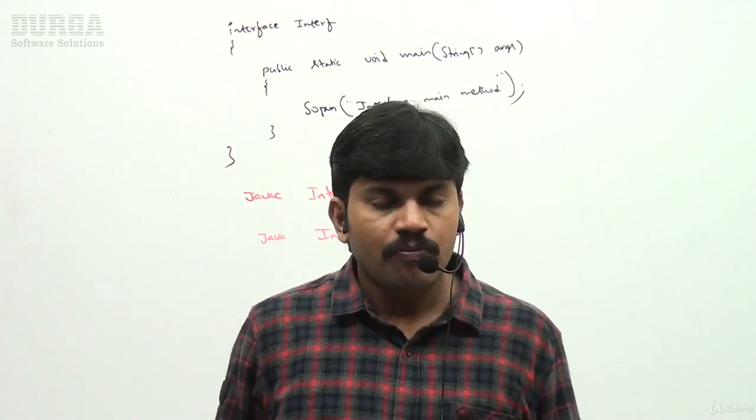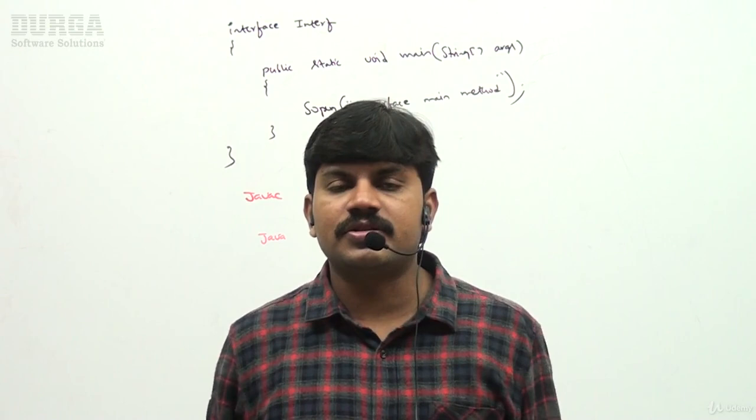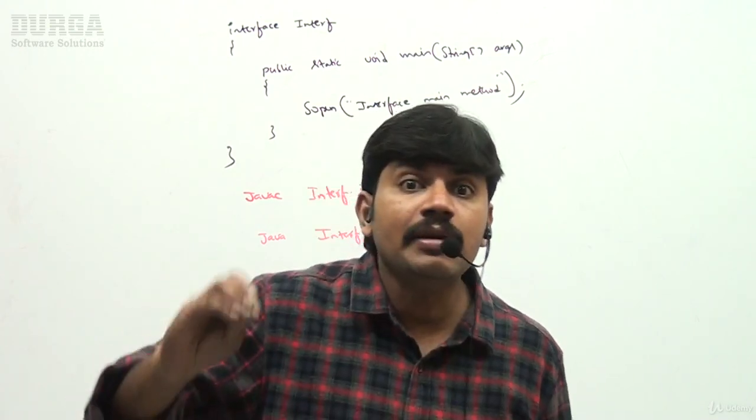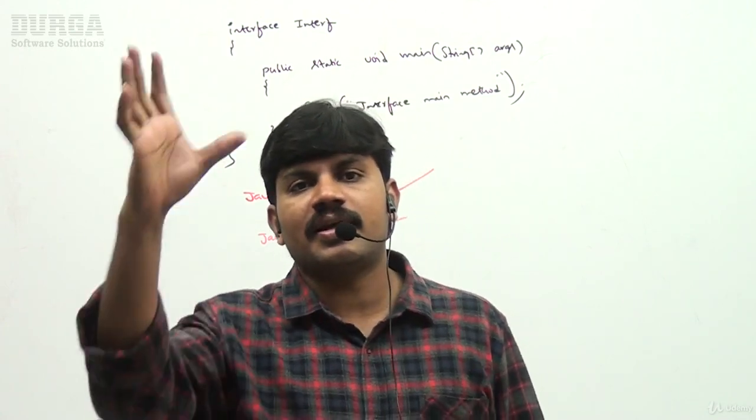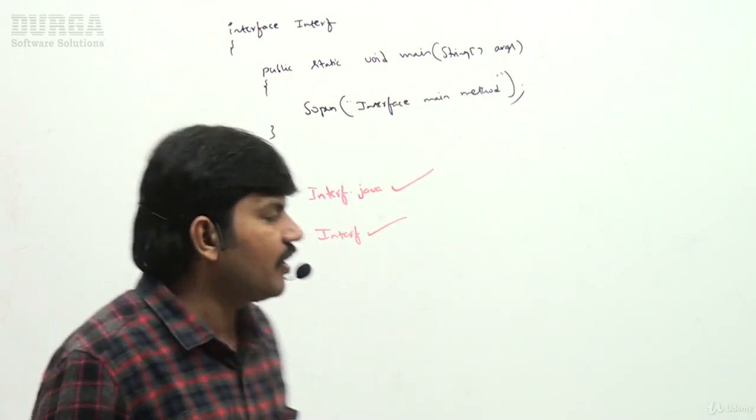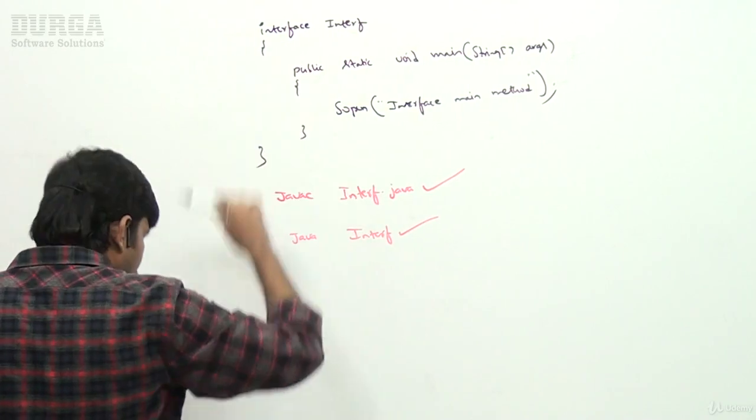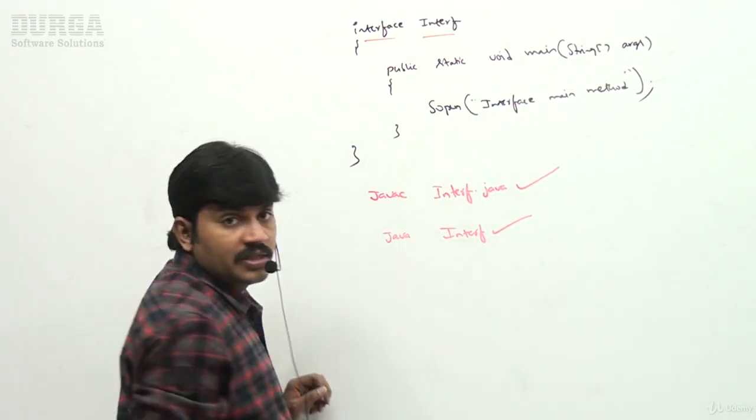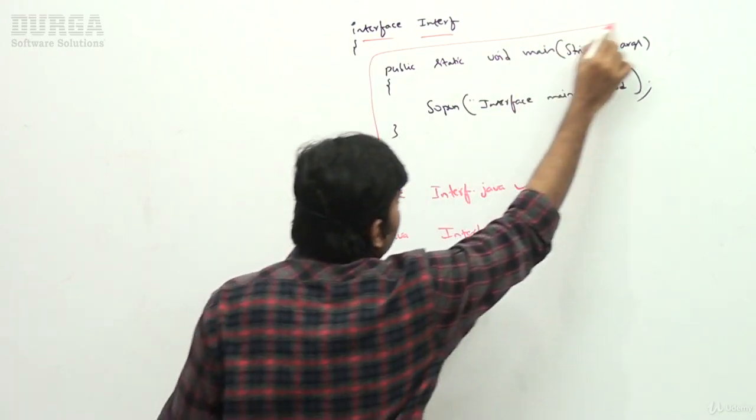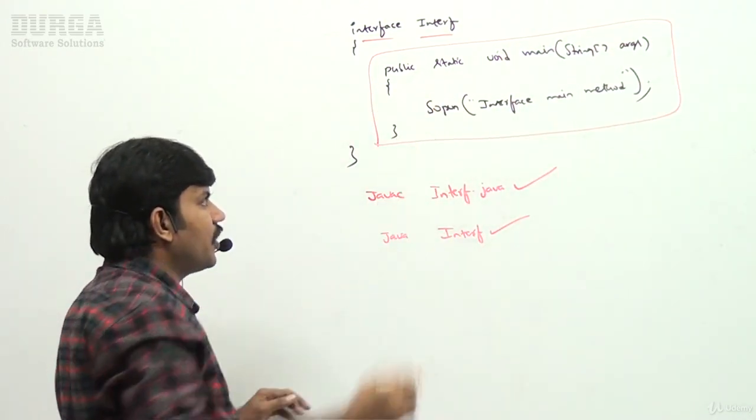Have you remembered? But from the 1.8 version onwards, we can declare the main method inside an interface. If you want, you can run the interface directly from the command prompt, sir. Just have a look once. This is my interface Interrup. I declare interface Interrup, and I'm taking the main method. Have you observed public static void main?